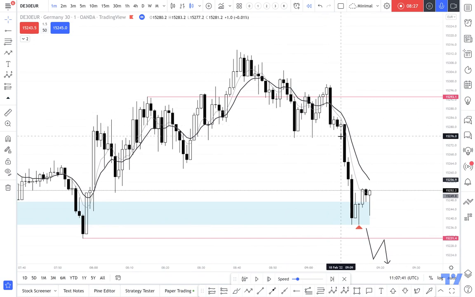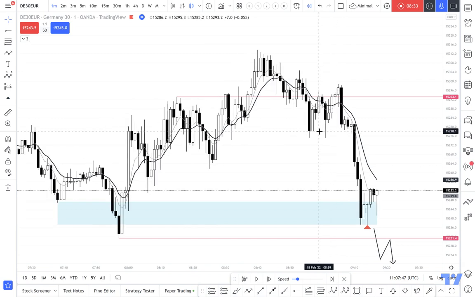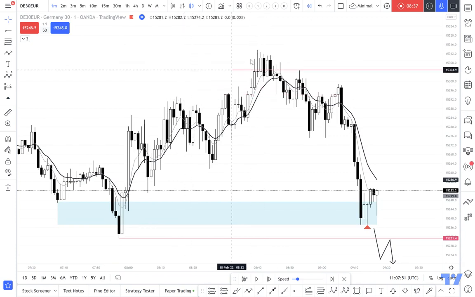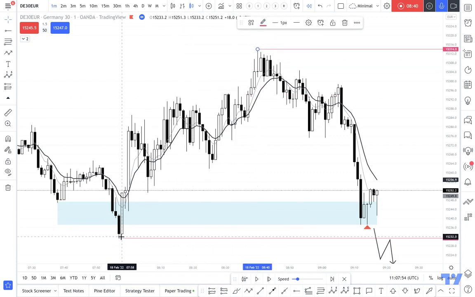Then what happens? Over here, price strongly drops. So everyone's assuming, okay, we have a downtrend. Yes, you have a downtrend, but if you look at the overall picture, this is your swing high, and this is still your swing low.